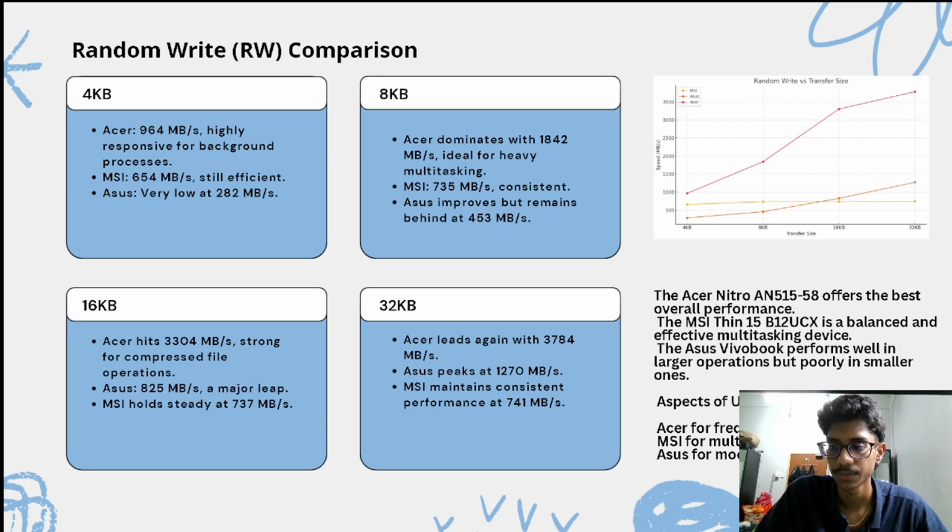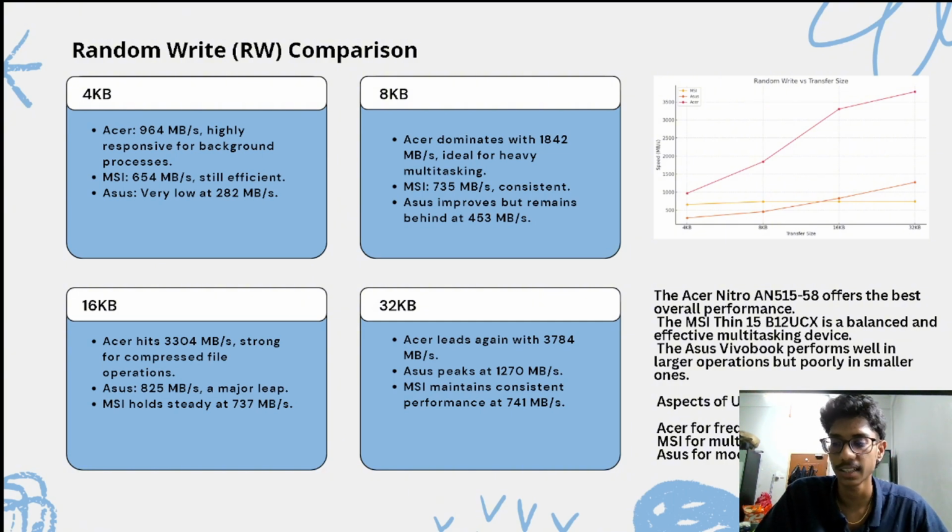For random write, which is essential for background and cache data tasks, Acer stayed on top, starting with 964 megabytes per second at 4 kilobytes and soaring to 3784 megabytes per second at 32 kilobytes. Asus showed major improvement at larger sizes, reaching 1270 megabytes per second at 32 kilobytes, a strong finish, while MSI was consistent but didn't improve over time, maintaining around 700 megabytes per second.